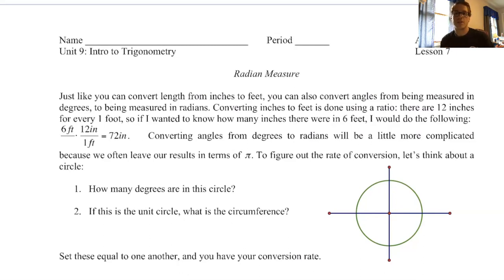Of course, when you convert inches to feet, there's a conversion factor. There's a simple ratio. There's 12 inches to 1 foot, right? So if you want to know how many inches are in 6 feet, you just multiply by that ratio, that conversion factor here.